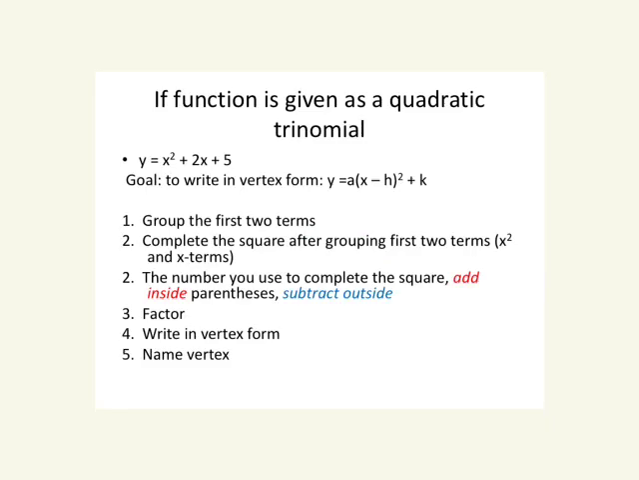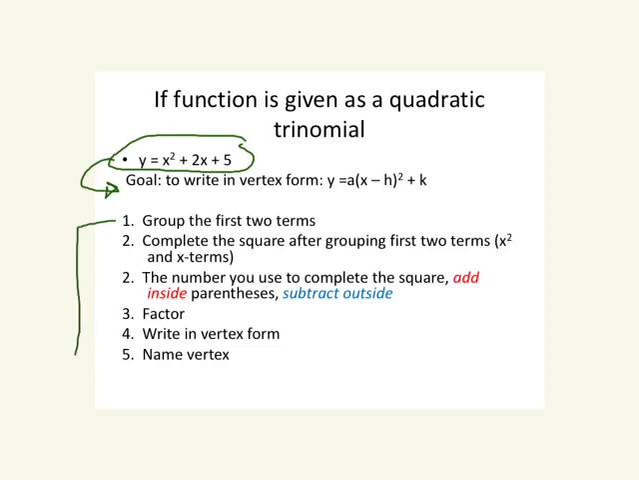So if you take a look at this function, it can't be factored. There's nothing that multiplies to 5 and adds to 2. So you cannot use the process of finding the zeros. So what we're going to do is take this function that is in standard form, and change it into vertex form. And you can do this by using the completing the square process.